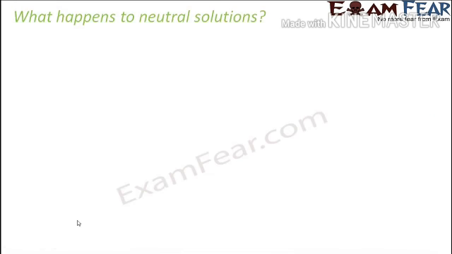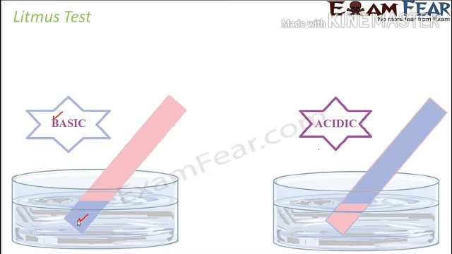So always remember this, that in basic solution, the color will change to blue. So we will use red litmus paper. Similarly, in acidic solution, the color will change to red. That is why we will use blue litmus paper. So this is basically the litmus test.